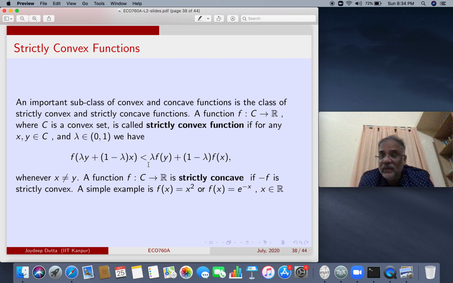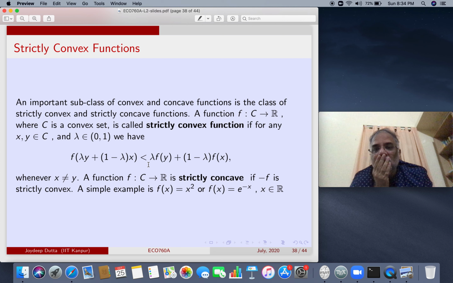Examples are f(x) equal to x square, f(x) equal to e to the power minus x. These are standard examples. But for example, e to the power minus x is a strictly convex function, but it does not have a minimizer. It has an infimum. As x goes towards infinity, the value of e to the power minus x goes towards 0. It has a lower bound, but there is no x for which e to the power minus x is 0. E to the power minus x is always strictly greater than 0.